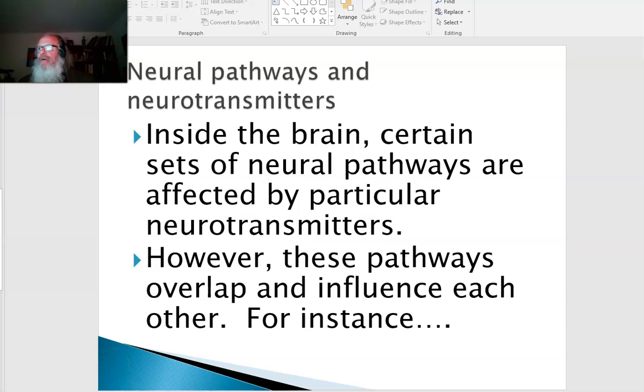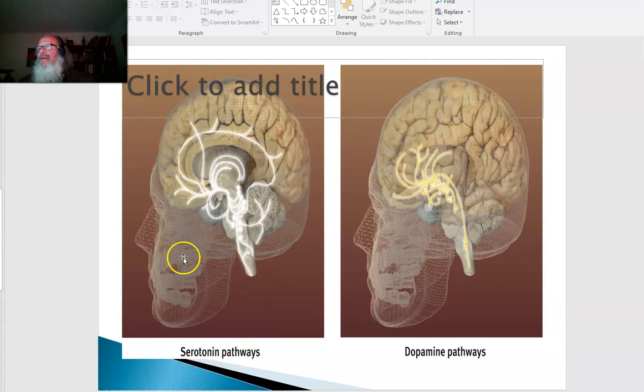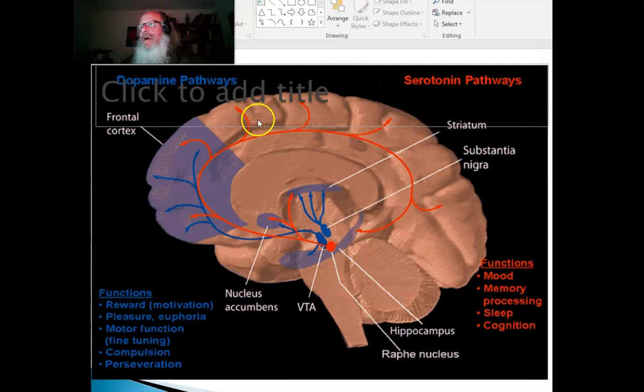So here in the PowerPoints, I've got one illustration that side by side again shows the difference between the serotonin pathways and the dopamine pathways. And again, two things to look at are A, they're not exactly the same, but B, they do overlap. A bunch of stuff is going on in this particular illustration.